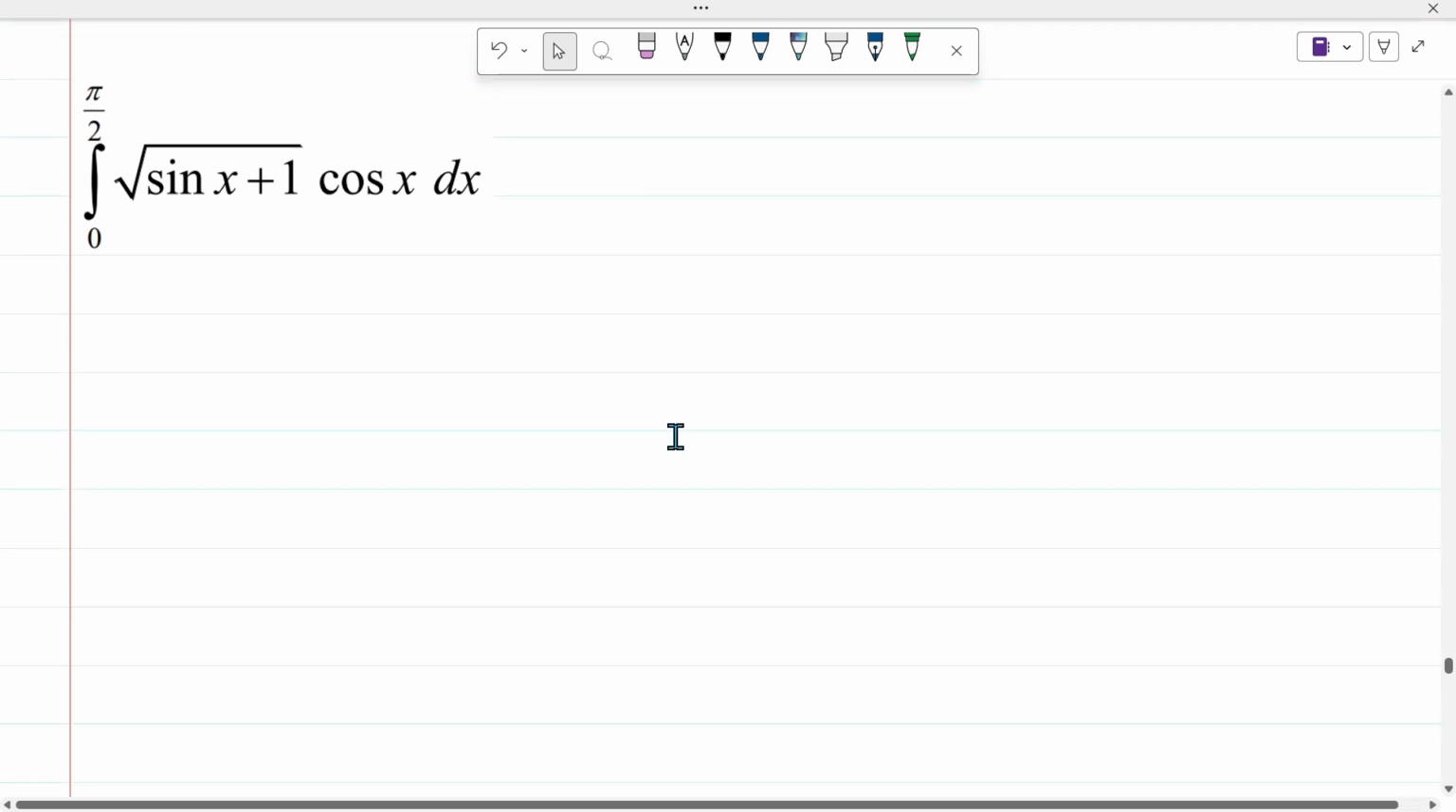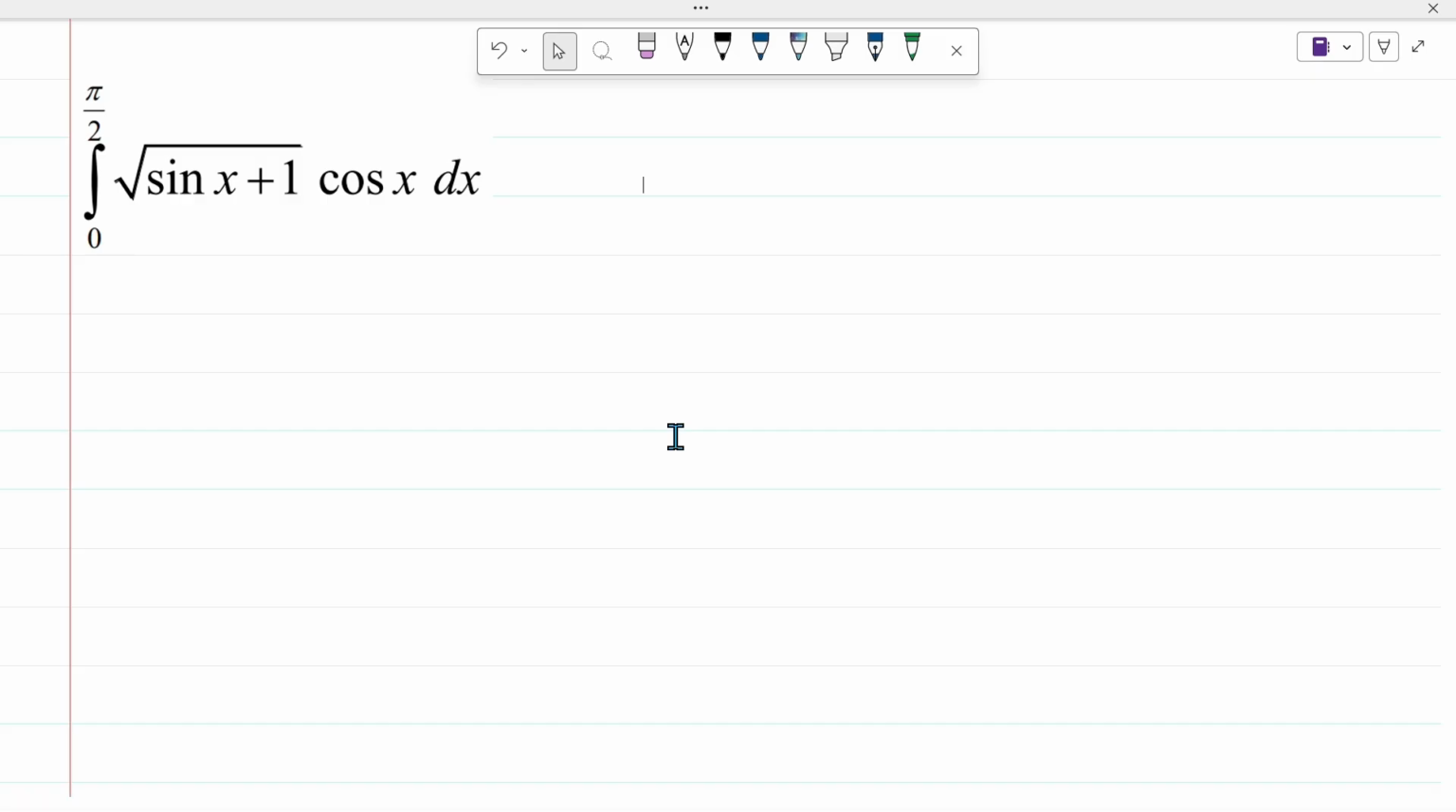So we have the integral of square root of sine x plus 1, multiplied by cos x dx. We should integrate. Can we simplify this? No. Do we have the function and its derivative? Yes. So let's rewrite it nicely.